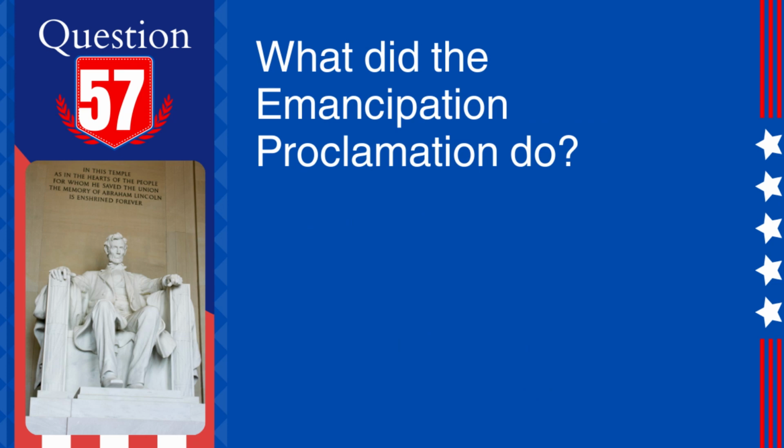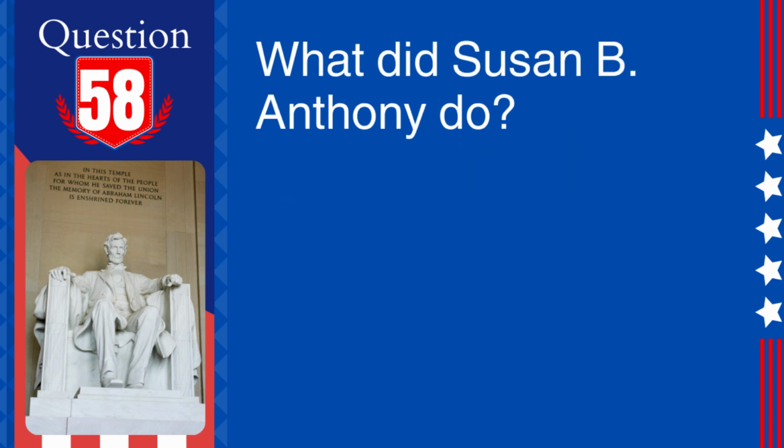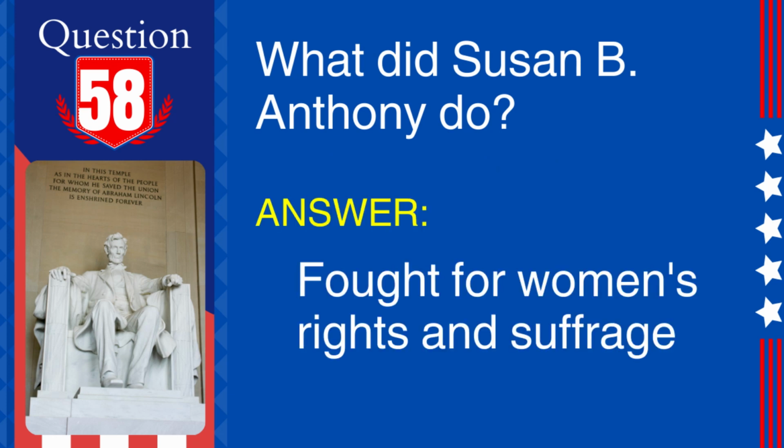57. Question. What did the Emancipation Proclamation do? Answer. Freed the slaves in the Confederate States. Explanation. The Emancipation Proclamation, issued by President Lincoln, declared the freedom of slaves in Confederate-held territories. 58. Question. What did Susan B. Anthony do? Answer. Fought for women's rights and suffrage. Explanation. Susan B. Anthony was a key figure in the women's suffrage movement, advocating for women's right to vote.